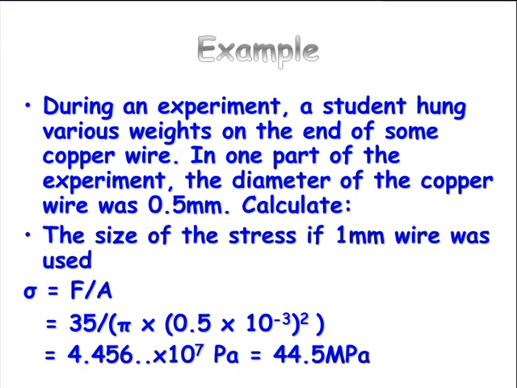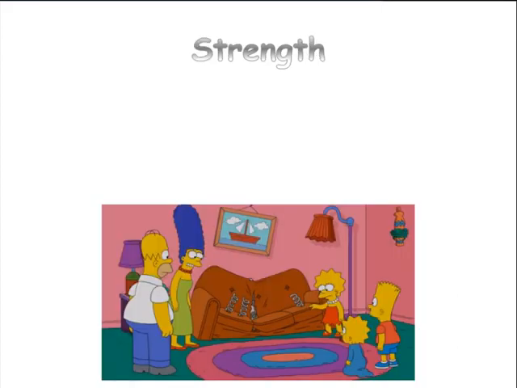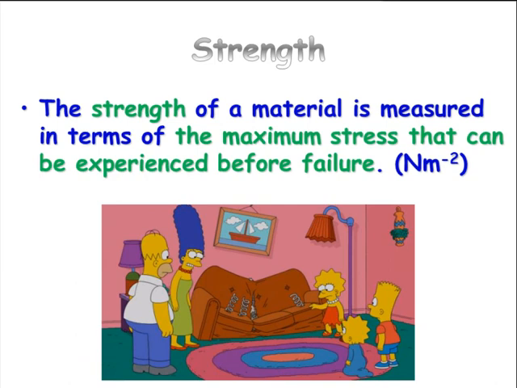I just want to introduce another term now, and that is the term strength. Basically it's the maximum stress before failure. Failure is where it's going to break. So strength is the maximum stress before it breaks, the breaking point. It can occur under compression or under tension. Tensile strength is the maximum stress before it fails under tension. Compressive strength is the maximum stress before it fails under compression.